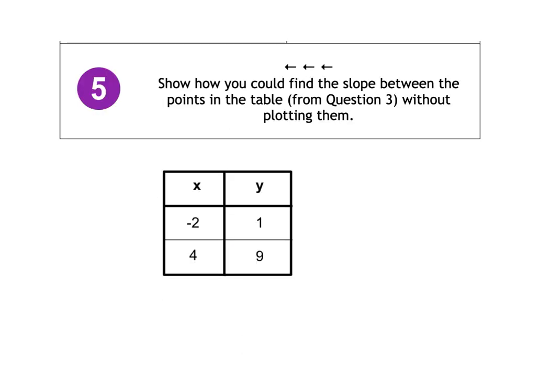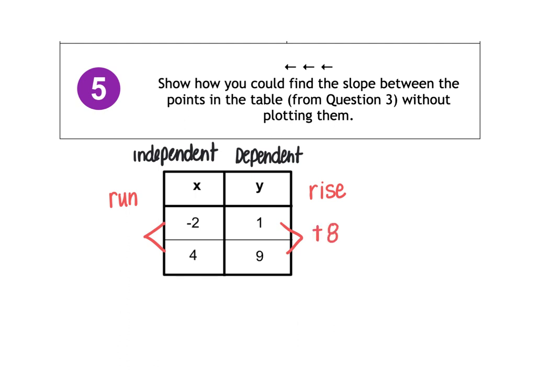Question 5 asks us to show how we could find the slope between 2 points in a table without plotting them. If we recall, we can find the slope in a table by looking at the rise, or the change in the dependent column, and the run, which is the change in your independent column. So in this case, our rise would be 8, because from 1 to 9, there's an increase of 8. And our run would be 6, because from -2 up to 4, that's a change of +6.